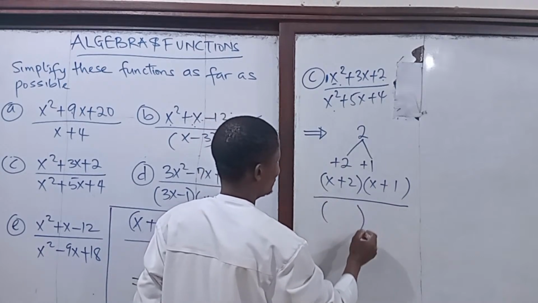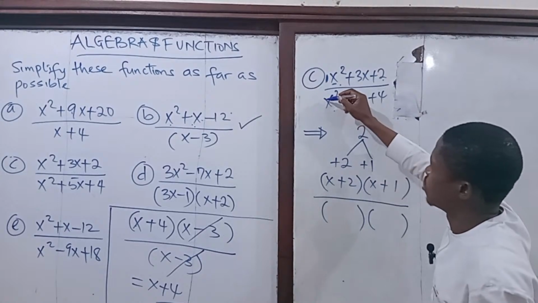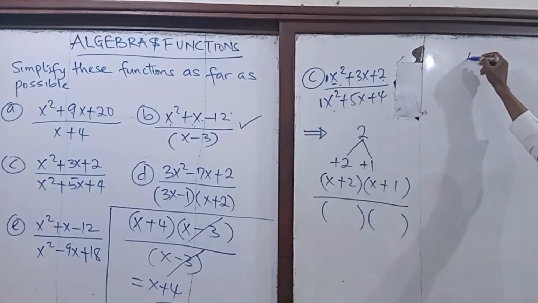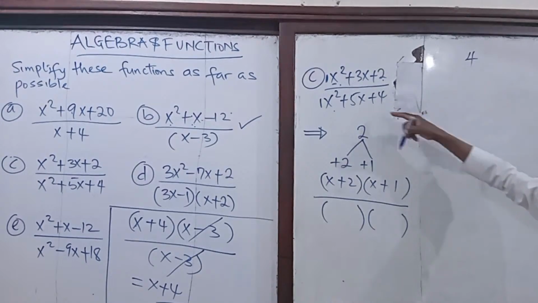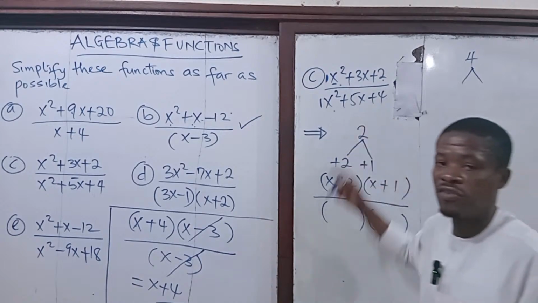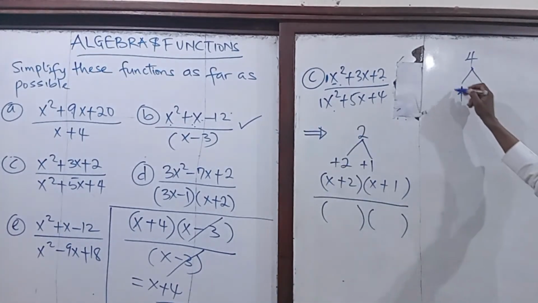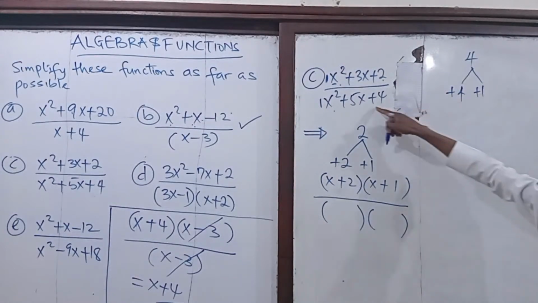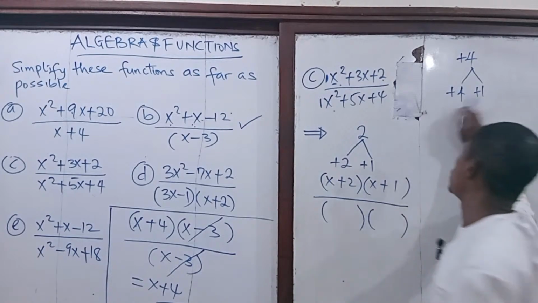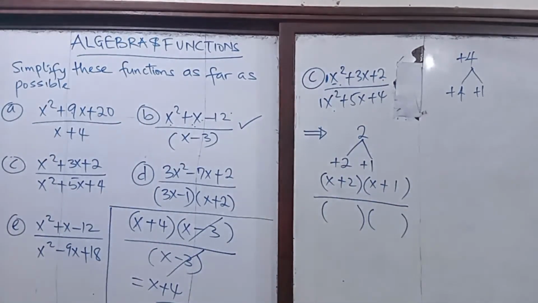Let's do the same thing for the denominator. Since the attachment to your x squared is also 1 here, there's no need to waste time. Check the constant terms, the two factors of 4 that can generate plus 5. And that will be what? That will be 4 and 1. And that will be plus 4 plus 1. Don't forget this one is a plus 4. And when you multiply the two numbers, you get back your 4. So that's that on that.